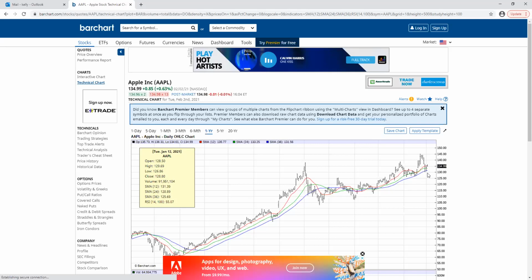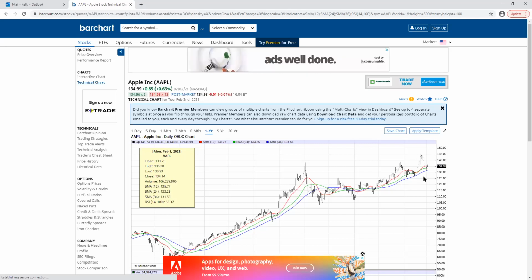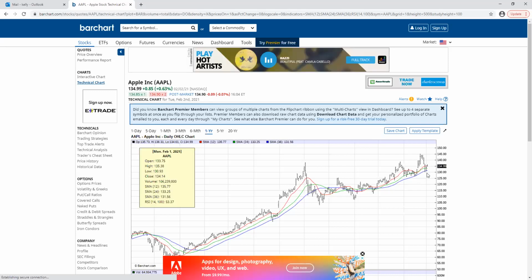So getting under 130 or under 125 would open up a Pandora's box, and it would probably be linked to the entire market having a correction. Other than that, obviously, it's a hold, or you can buy with stops underneath 130, 125, and see if you're going to get a ride. So basically, that's Apple.